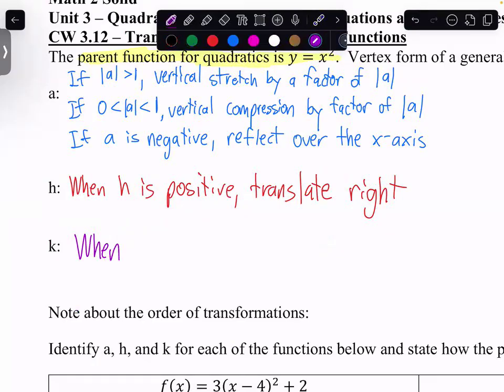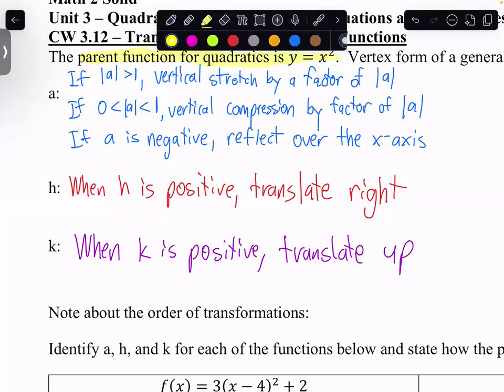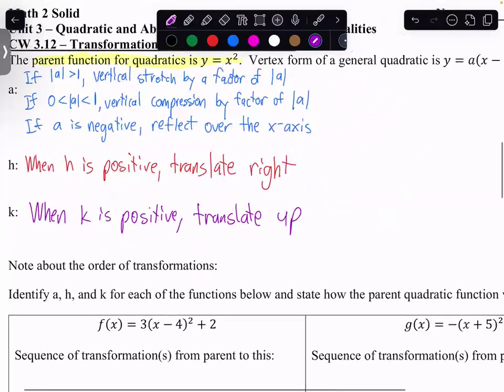Okay, so similarly, when K is positive, you translate up. And again, you don't need to write it, but the opposite is true. If K is negative, you translate down instead. Okay, so yeah, problems can have any combination of these things. Okay, so one thing you want to be careful about.